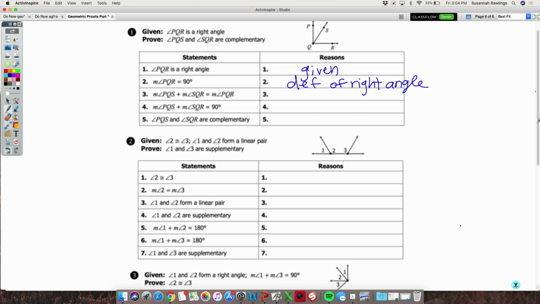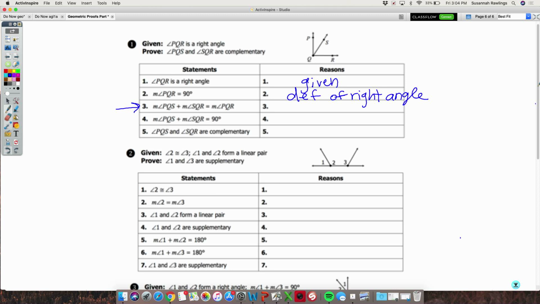Okay, number 3 kind of came out of nowhere, right? So we want to double check with our word bank and with our picture. PQS, is that a small part or the whole thing? Small part. SQR is another small part, and together they equal PQR, which is the whole thing. So what is that called when I'm adding together the two pieces? Angle addition. Look at your word bank.